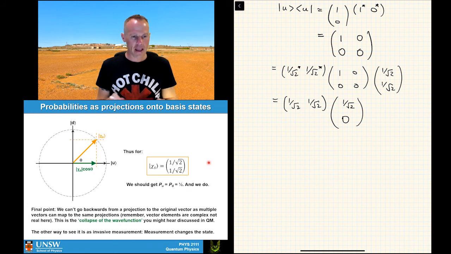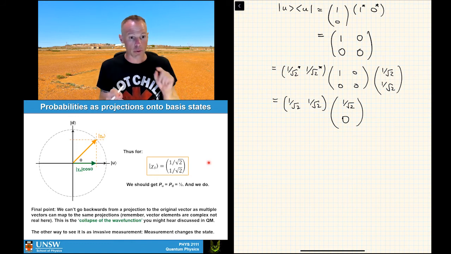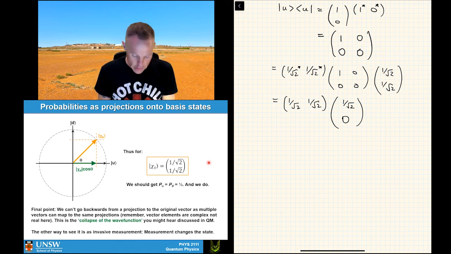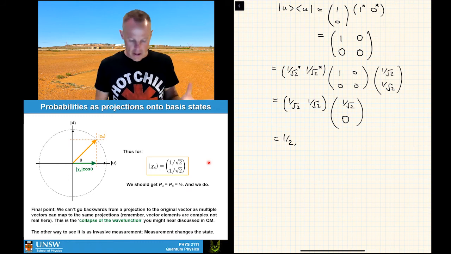Like so, right? And now I just do a multiplication between the row vector and the column vector. So it's 1 over root 2 times 1 over root 2 plus 1 over root 2 times 0. So that's just going to give me a half, which is exactly the answer I got before, okay?